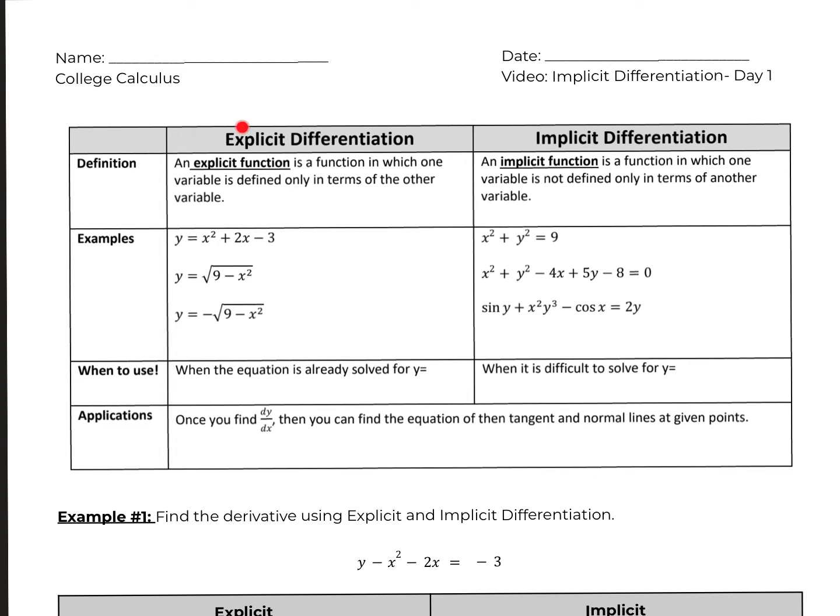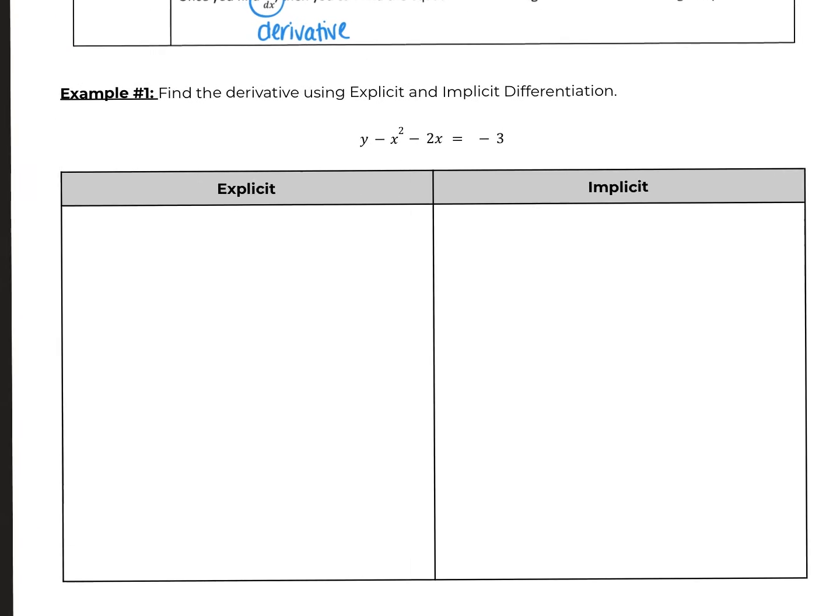So we use the concept of explicit differentiation when the equation is already solved for y equals, like here. And we would use implicit differentiation, like here, when it's difficult to solve for y, to isolate it by itself. So basically, when there's a whole bunch of other things there, we'd probably want to use implicit. And then applications we can use once we find dy over dx, which is my derivative, right? dy over dx is derivative. So once we find the derivative, we can use it to find the equation of the tangent and normal lines at given points. So let's start off with a nice small example.